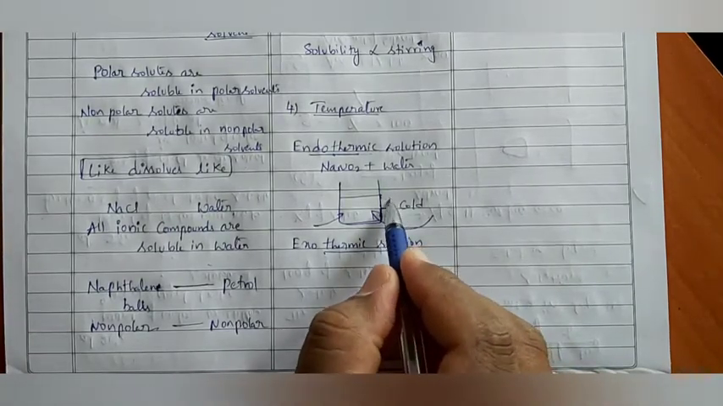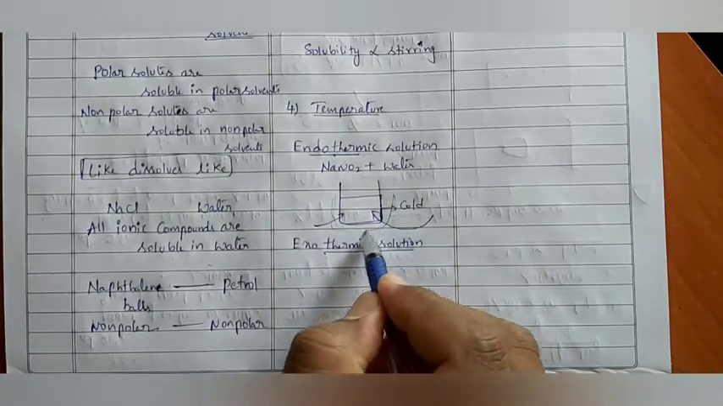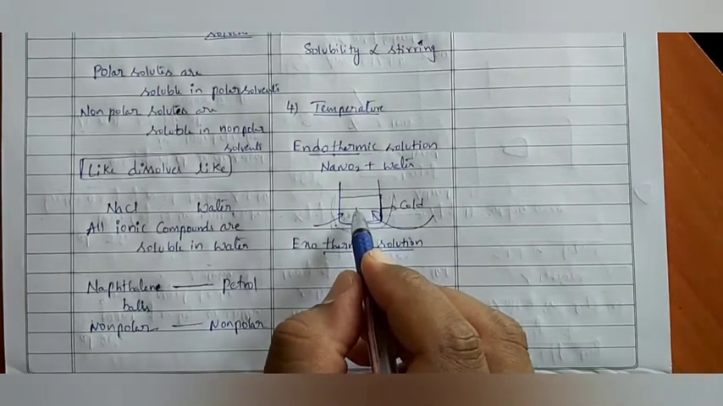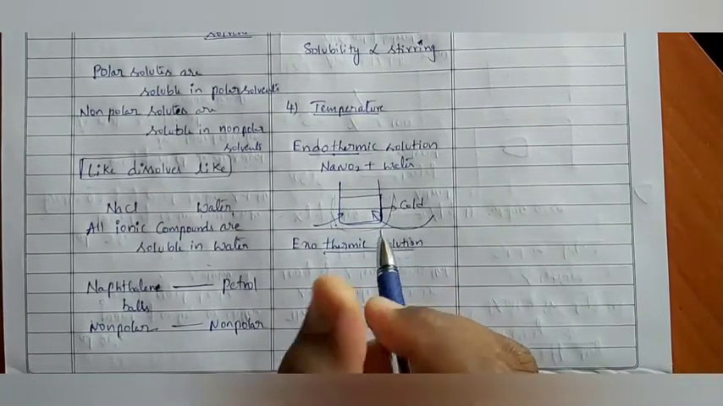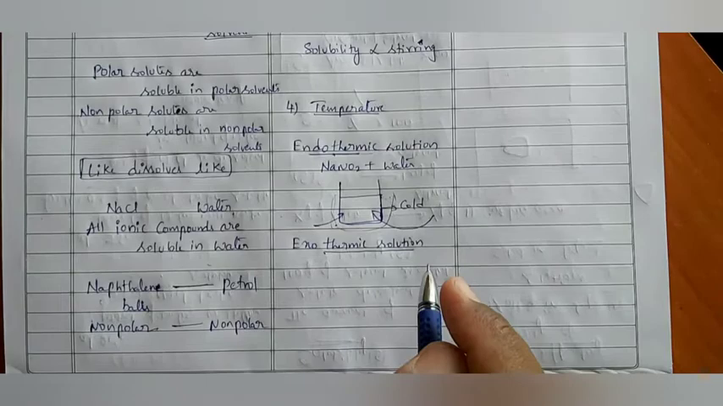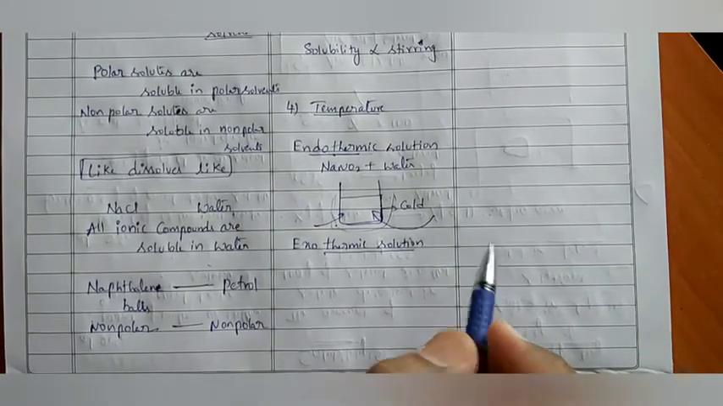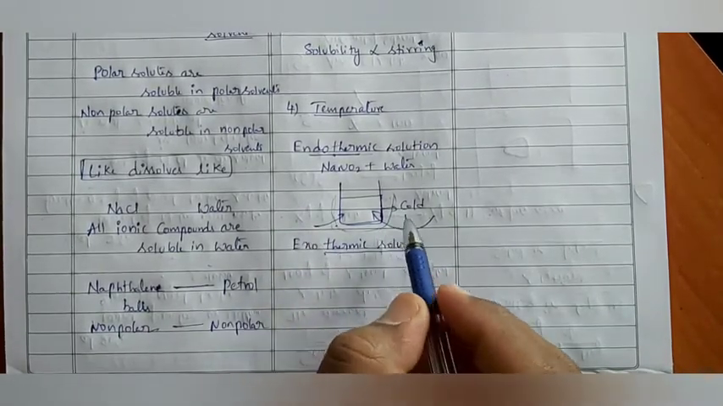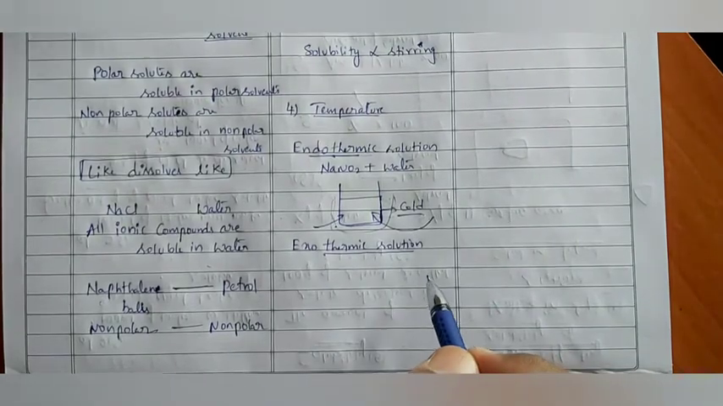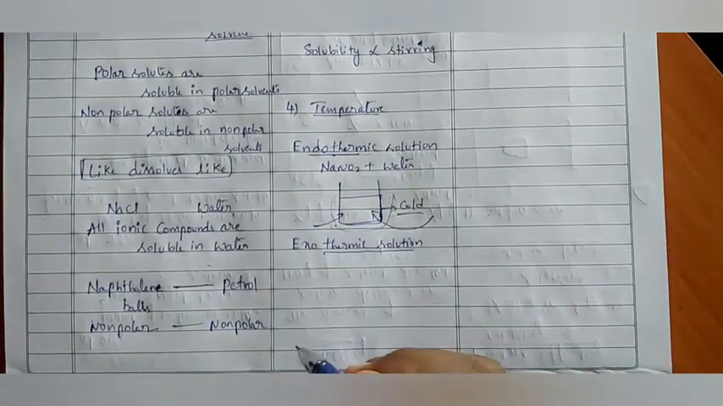Outside, the surroundings will be getting cold. Inside, the solution is getting slightly hot because absorption of energy has taken place, that is the reason. But we are touching the outside only, so it will feel cold. This type of solution is called an endothermic solution.